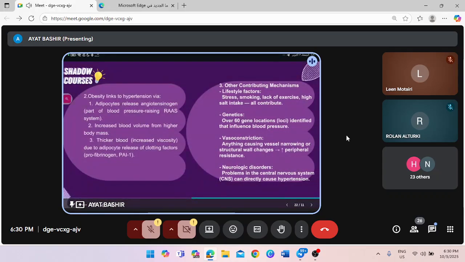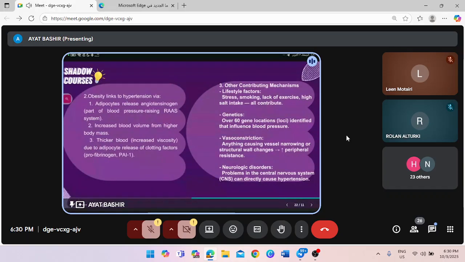So the adipocytes have this angiotensinogen. And also increased blood volume from higher body mass. We have higher body mass in obesity, so this will increase the volume, of course. And also thicker blood, increased viscosity, due to adipocyte release of clotting factors. This adipocyte could release clotting factors like fibrinogen and PAI-1. So this will increase the hypertension in obese people.